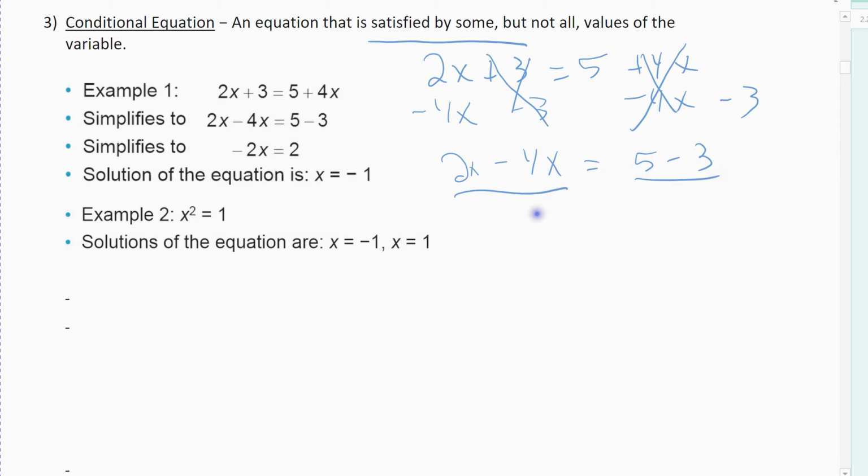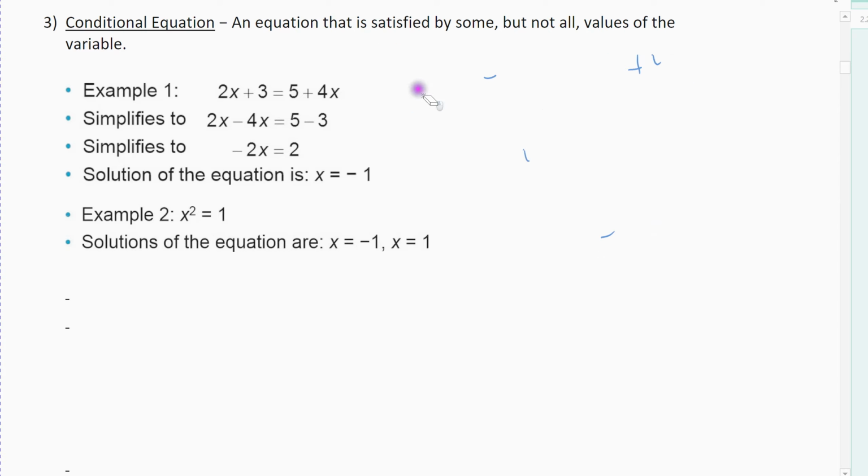We get 2x minus 4x, which gives me a negative 2x, and 5 minus 3, which is 2. Then the last step, we divide out the negative 2, and so we get x equals negative 1. And so there's 1 solution. We'll go over that more, but that's what's going on in case you want to know. Whenever we get an equation where there are exact numerical answers, and it's not infinite, there's just one or a few answers to an equation, that's the conditional equation, meaning only these x values work. Not all x values work, but these numbers work.